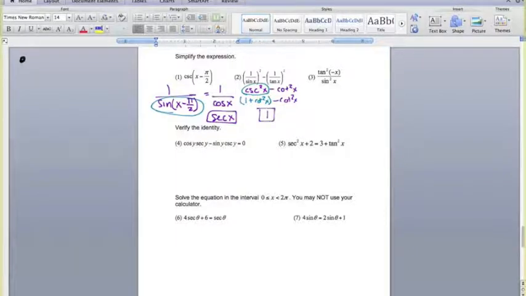Is it possible to zoom? Not really. Okay. Just the writing, like my handwriting's too small, or the problems themselves? Just the handwriting. Is that 1 plus cotangent? 1 plus cotangent squared x. Yep.